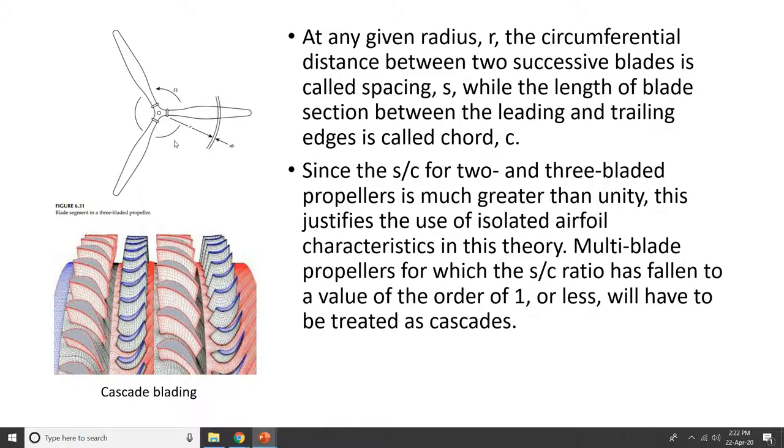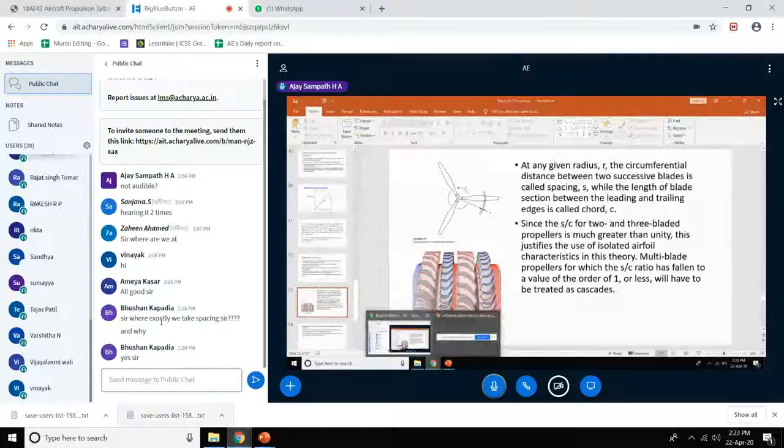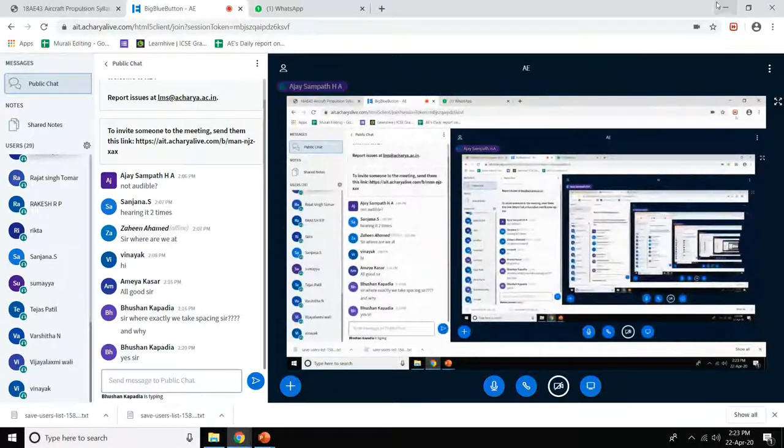But here, what is important is to generate thrust. If you have too many blades here, the mass flow rate will reduce because much of the area is being occupied by the blades themselves. So that is the difference in spacing. What is the impact of spacing? If you want to produce thrust, you use S by C greater than 1. But if you want to do the action of compression or expansion, you take S by C less than 1. I hope you had some understanding of it.